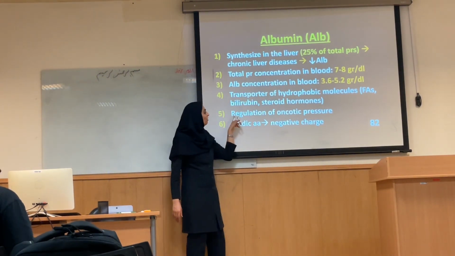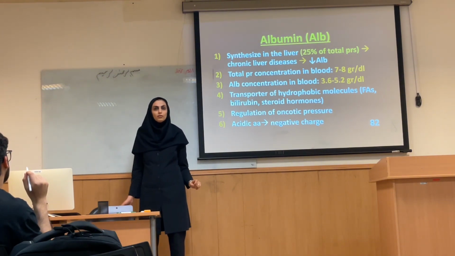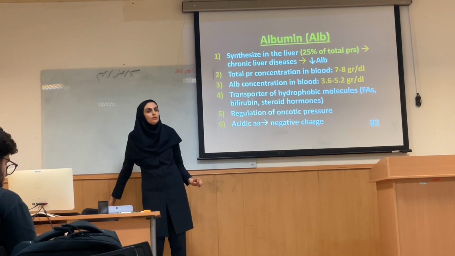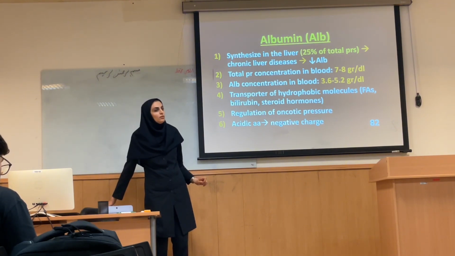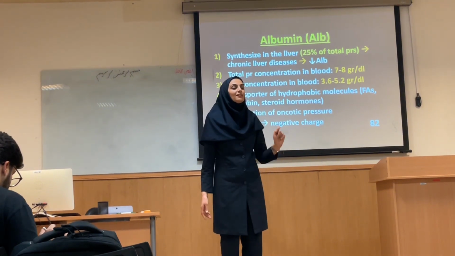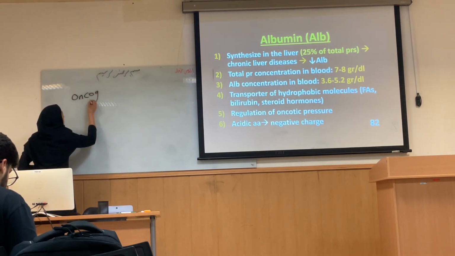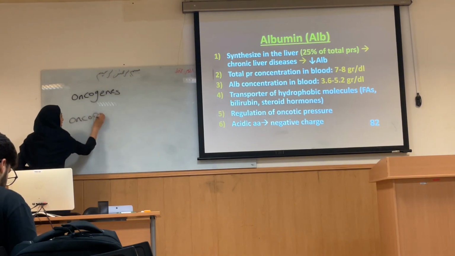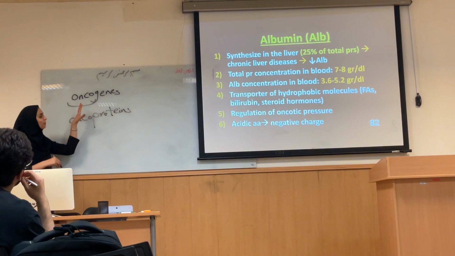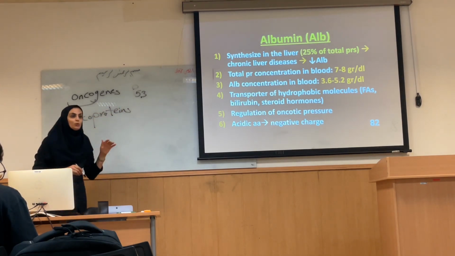Another thing, guys, albumin has a role in regulation of oncotic pressure. Do you know about oncotic pressure? Not about oncoproteins or oncogenes. Oncotic pressure is a physiologic situation. In cancer we have oncogenes and oncoproteins. These are the genes that cause cancer if a mutation occurs, for example P53 and some other genes. But no, this is about oncotic pressure.